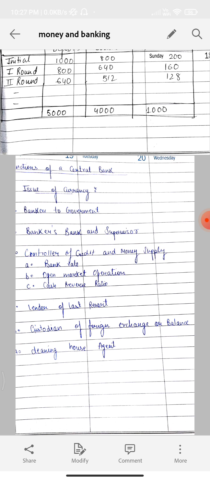And this lecture will be about the central bank, the meaning and definition of the central bank, and the functions of the central bank. Who is the Central Bank of India? That is RBI, Reserve Bank of India, which prints our notes and manages all the monetary things of our country. The RBI is also known as the Monetary Authority of a country.